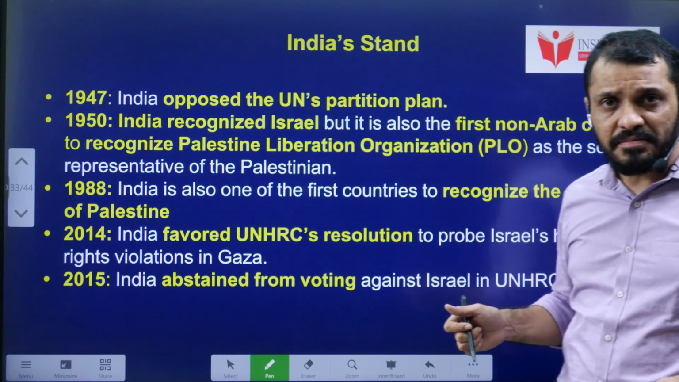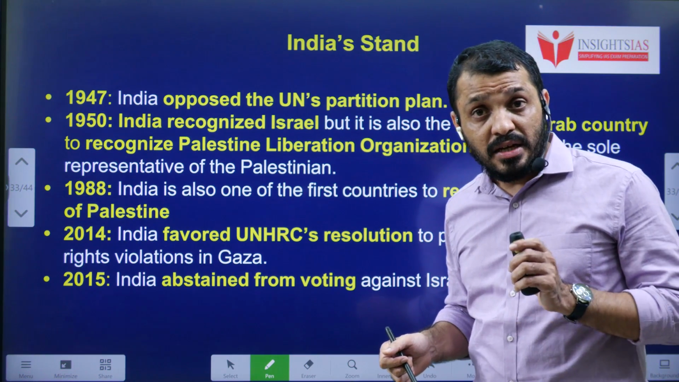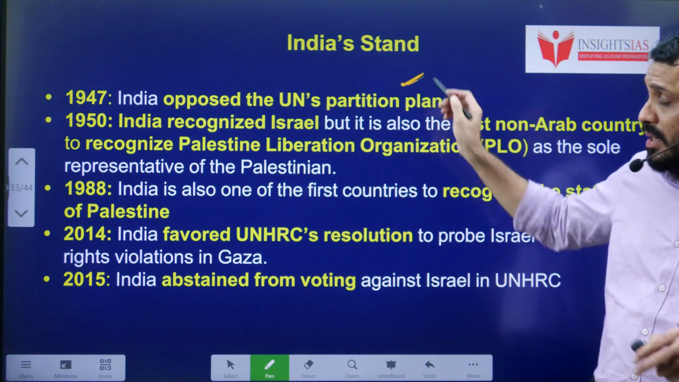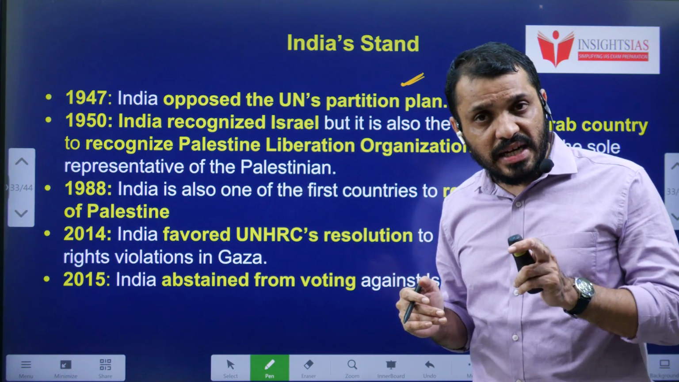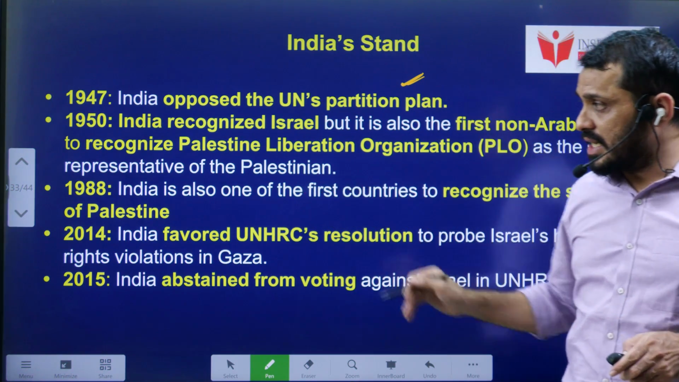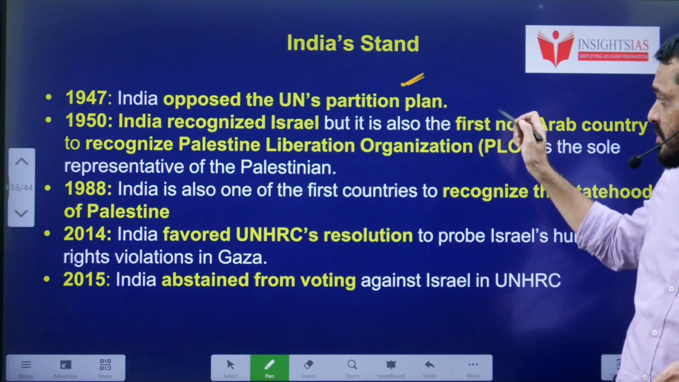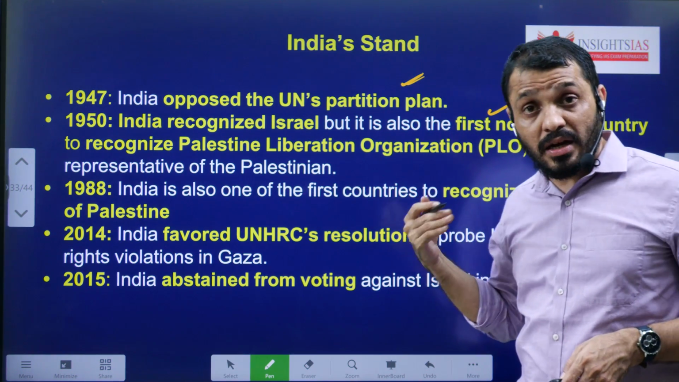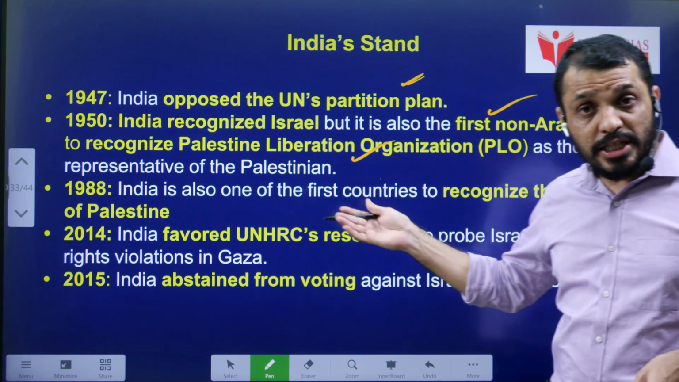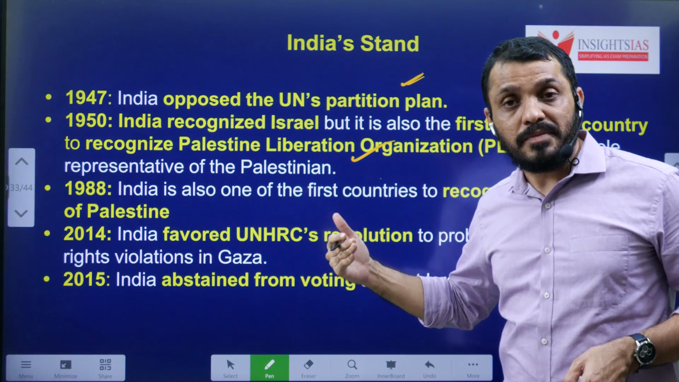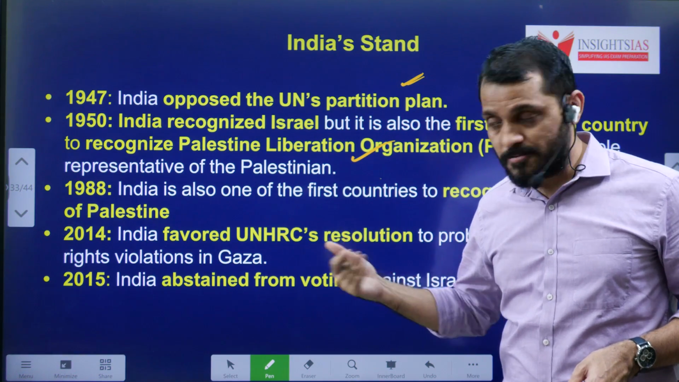What is India's stand? In 1947, India severely opposed the UN partition plan. But surprisingly, in 1950, India recognized Israel as a country. And India was the first non-Arab country to have relations with the Palestine Liberation Organization. Till 2014, traditionally, Palestine was our friend.